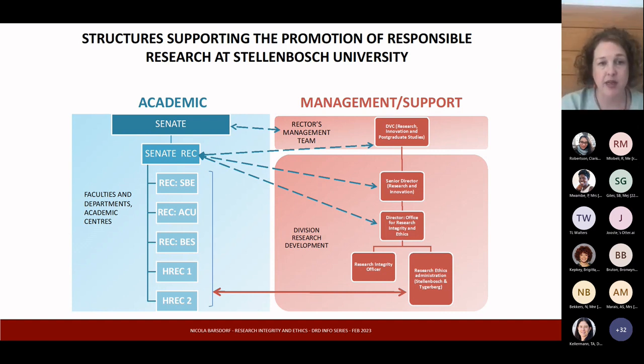It's centralized, and they each report to the Senate REC, as well as they report to the National Health Research Ethics Council. And then at the Division for Research Development, we have our Senior Director for Research and Innovation, and then a Director of the Office for Research Integrity and Ethics. We have 3 research integrity officers, and then research ethics administration, both on the Stellenbosch campus and on Tygerberg campus.